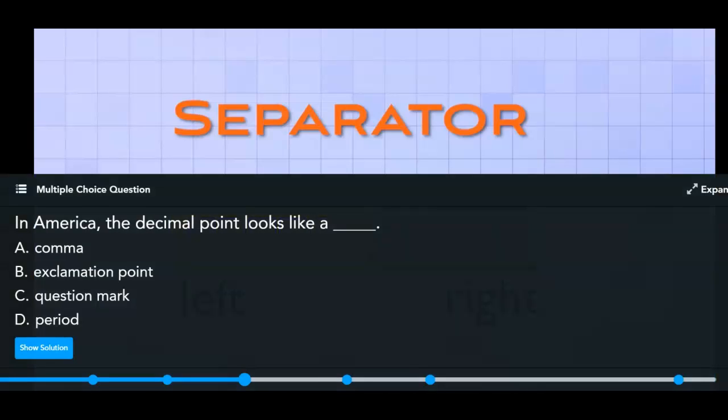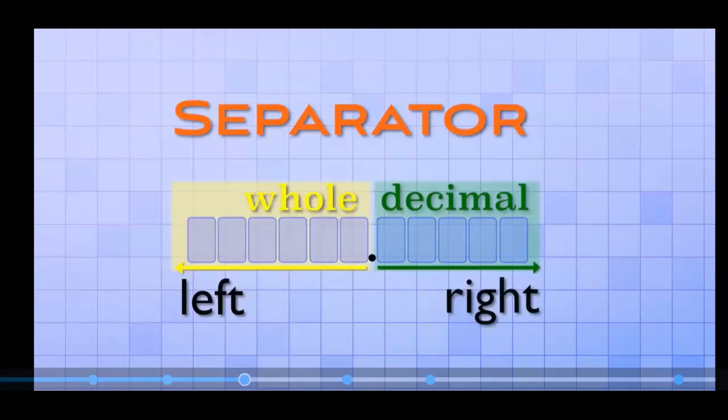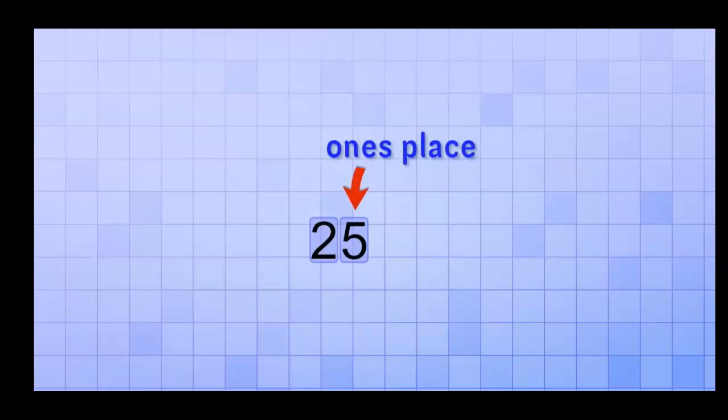In America, the decimal point looks like a comma, exclamation point, a question mark, or a period. This one's easy, right? Yeah, a period. And that's why you don't see a decimal point in every number. If there's no decimal digits in a number, like in the whole number 25, then you don't need to show the decimal point. It's safe to assume that the digit farthest to the right is in the ones place.